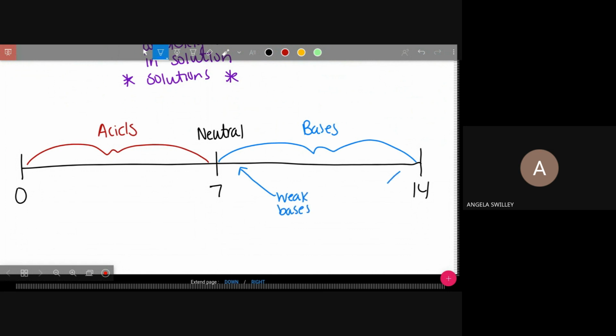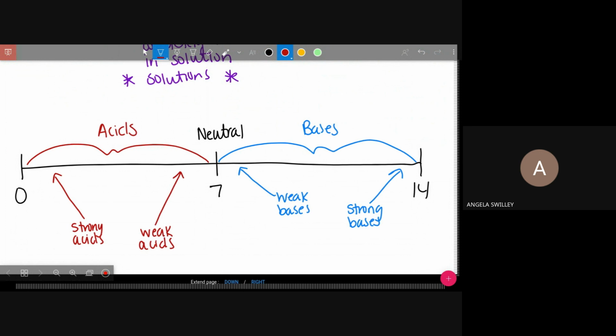So what type of bases do we have over here close to 13 and 14? Strong bases. Good. And then what type of acids do we have close to 7? Weak acids. Because they're close to 7, so they're going to be weaker. And then our stronger ones are going to be closer to 0, because those acids are farther from neutral, so that means they're stronger.